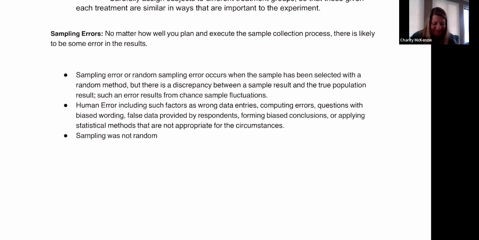So that's human error. And the sample was not random is really common as well. I was lazy. I walked over to Walmart and I collected data from the first 20 people. It's kind of random, but it's not a good random sample.